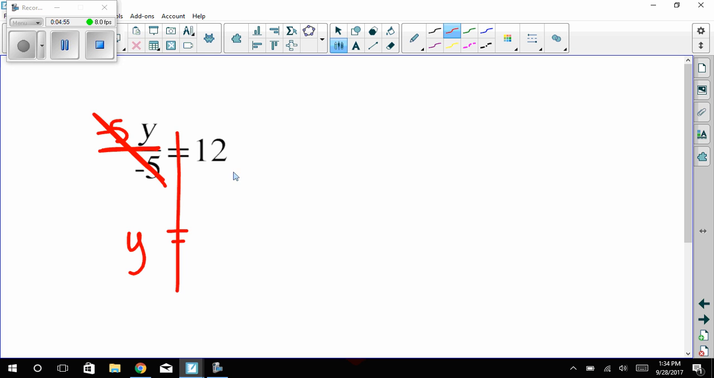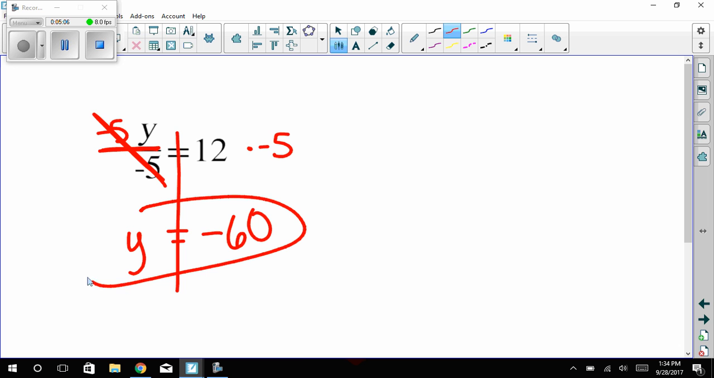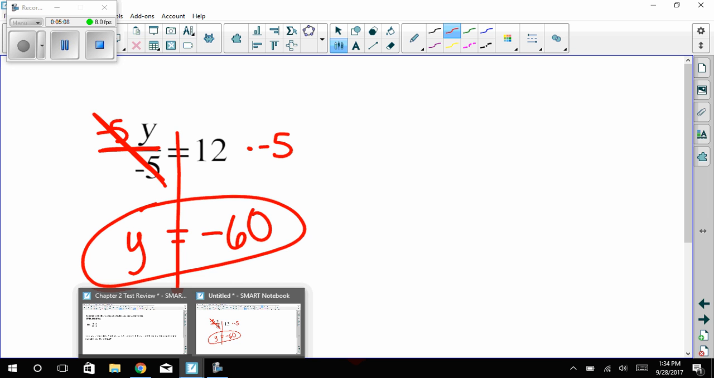If I multiplied by negative 5 on one side, I have to multiply by negative 5 on the other side. 12 times negative 5 is negative 60. So then that is our solution. And again, remember, you can always check these things.